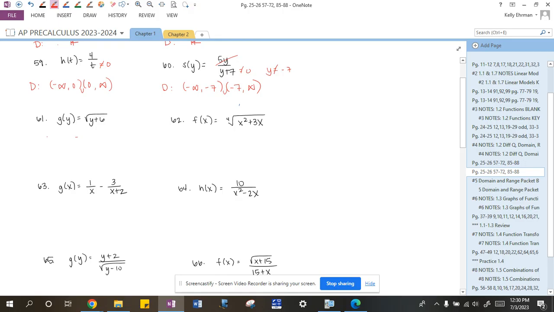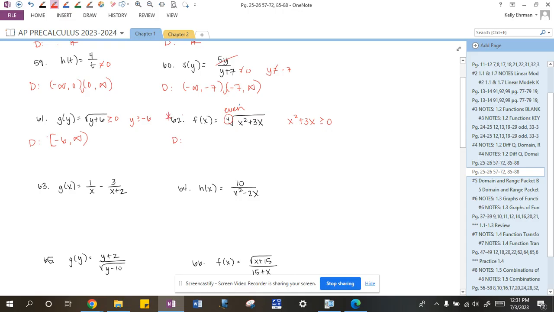I'll take either one. For 61, this is a square root function. The expression underneath the square root needs to stay greater than or equal to 0, which means y should be anything greater than or equal to negative 6, so I use a square bracket for negative 6 and take it out to infinity. That was the rule for square root. It's actually the rule for any even root.